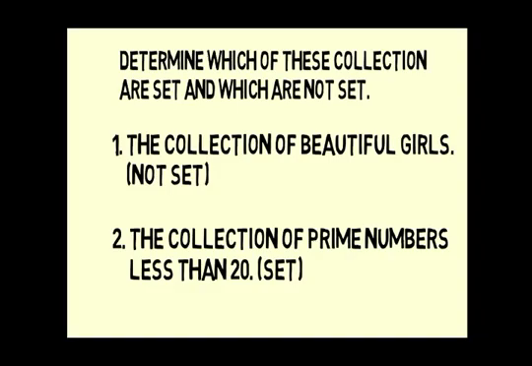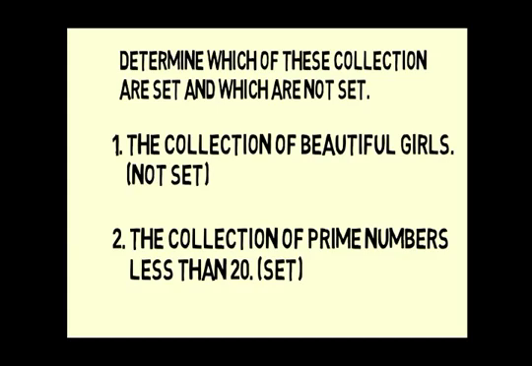Based on the example, we know that number 1, the collection of beautiful girls, is not a set. Why? Because we cannot determine whether or not any girl belongs to it. For example, a boy says that Nia is a beautiful girl, but maybe his friend says that Nia is not a beautiful girl.